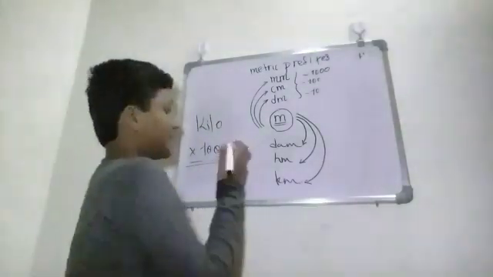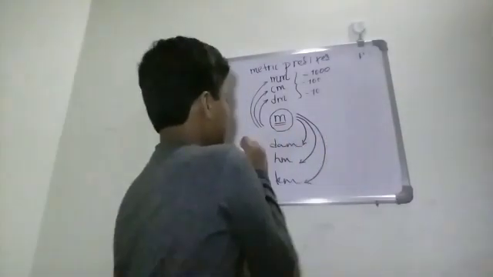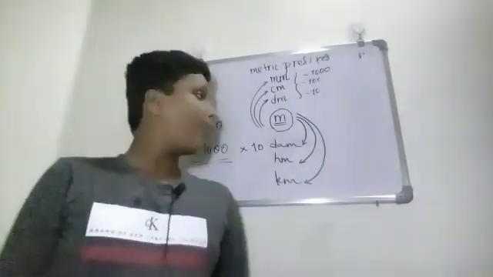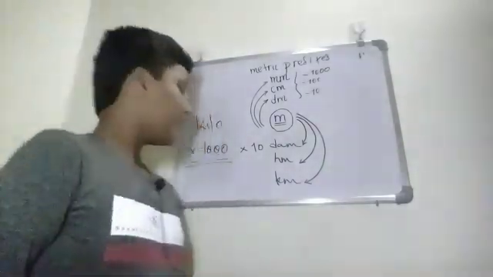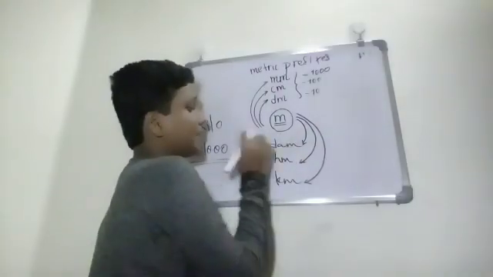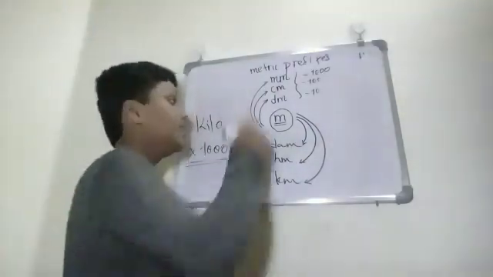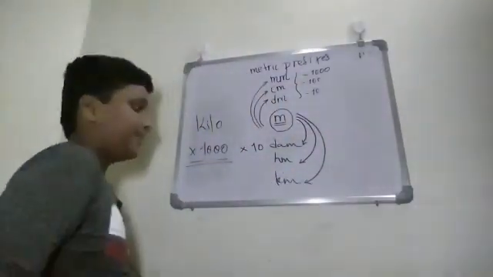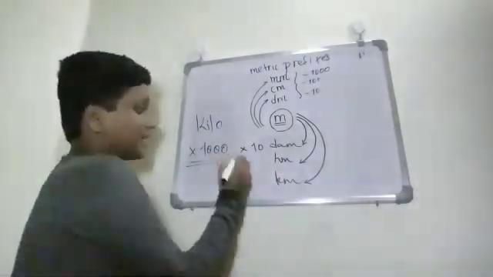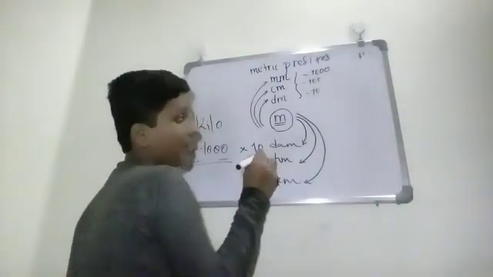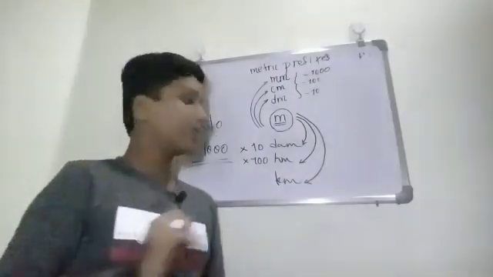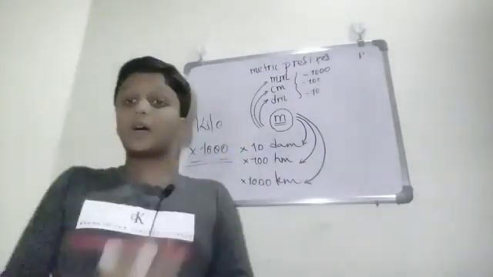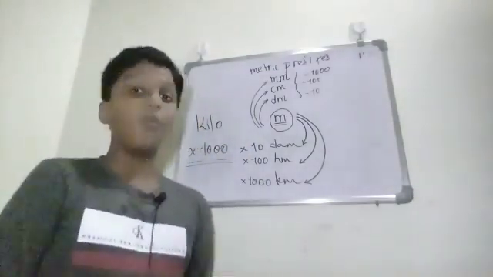And decameter is into 10. If we take 10 meters, it is 1 decameter. Next, hectometer is into 100. If we have 100 meters, it is 1 hectometer. And kilometer is into 1000. If we have 1000 meters, it is just 1 kilometer.